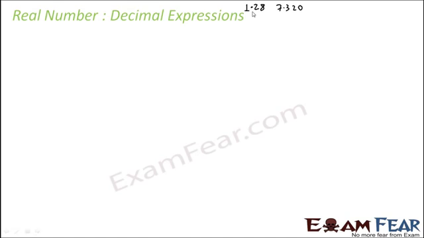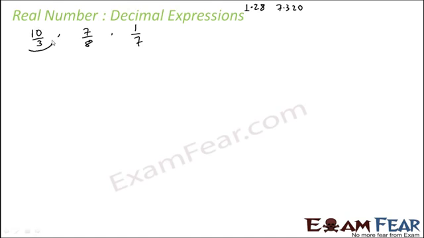Let's take three rational numbers: 10 by 3, 7 by 8 and 1 by 7. Please note they are not just three random rational numbers. I have taken these numbers for some purpose. Now let's divide each of these to get decimal numbers.